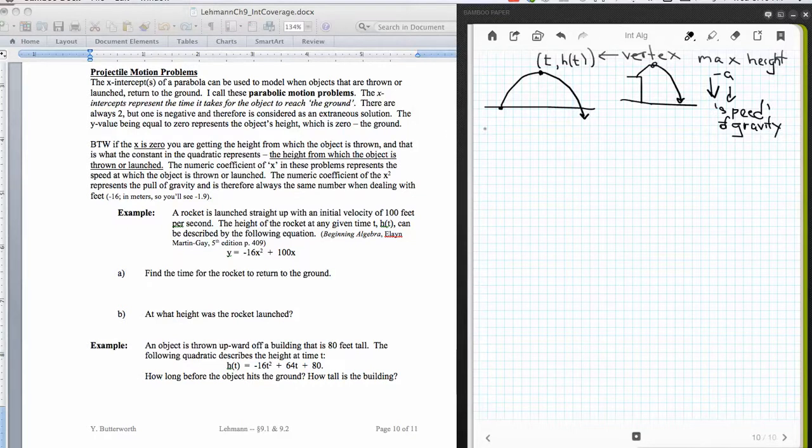That is what we're talking about with our a. And then the other thing that we might be interested in finding in one of these types of problems is when it hits the ground. So how long does it take to hit the ground? This is a type of application of the x-intercept.